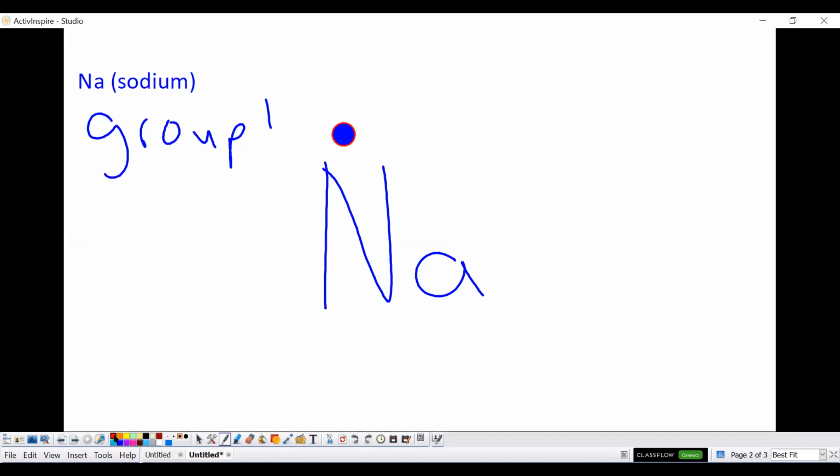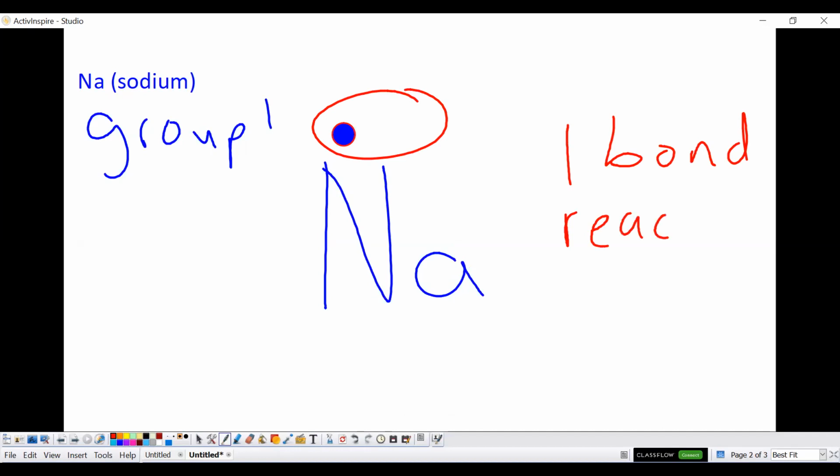So now the next step, I have to find unpaired electrons. Well, this guy's all alone, unpaired. So what can it do? It can form 1 bond. And that also means because that guy doesn't have a buddy, it's reactive. And that's a Lewis dot diagram for sodium.